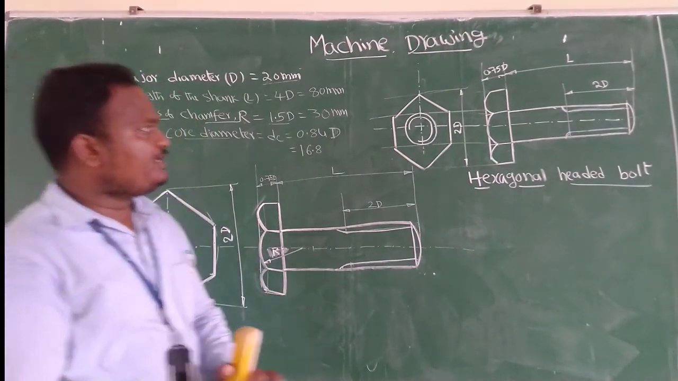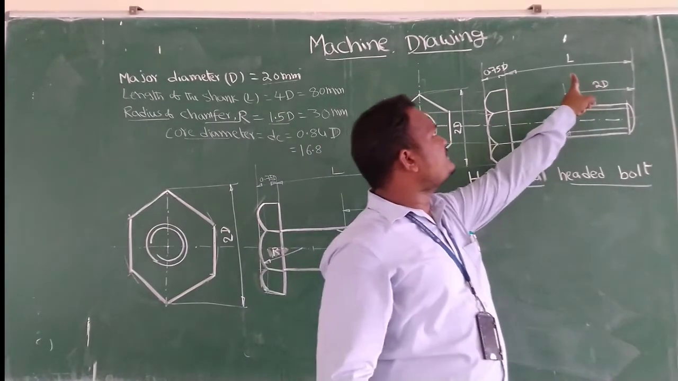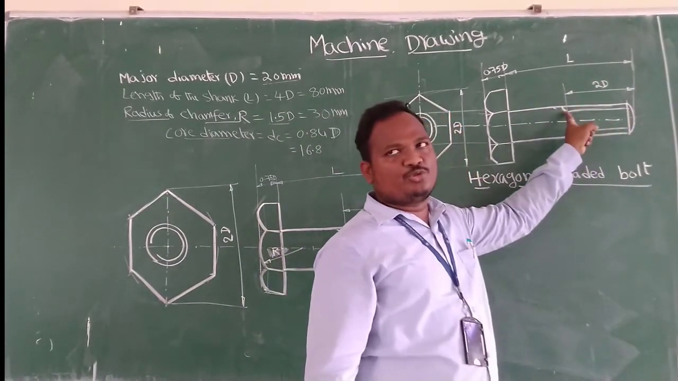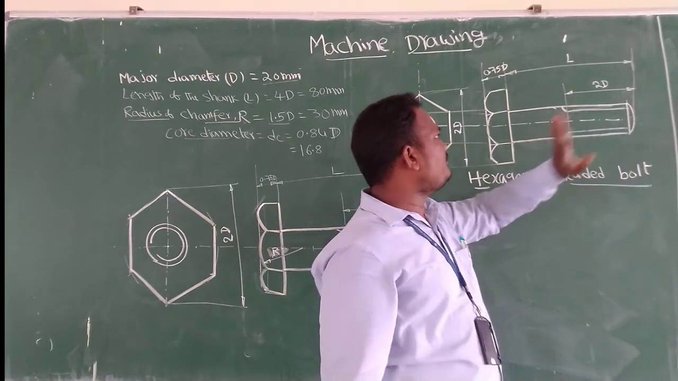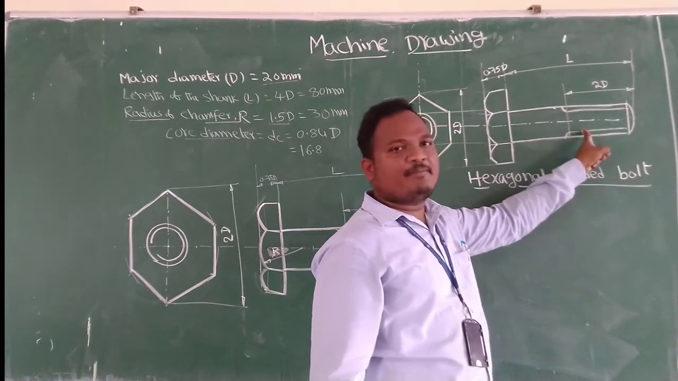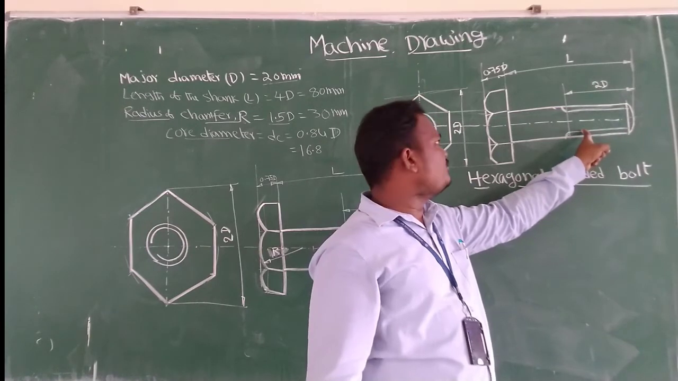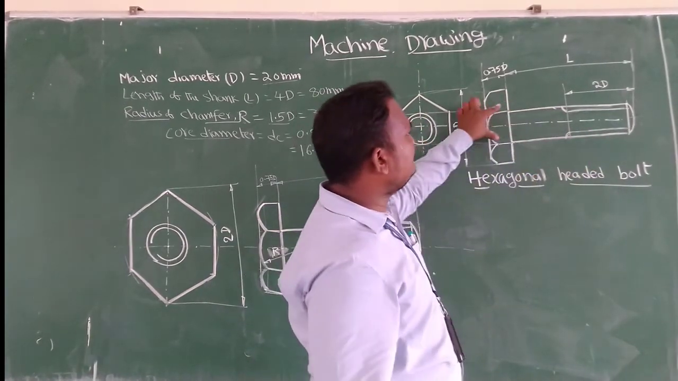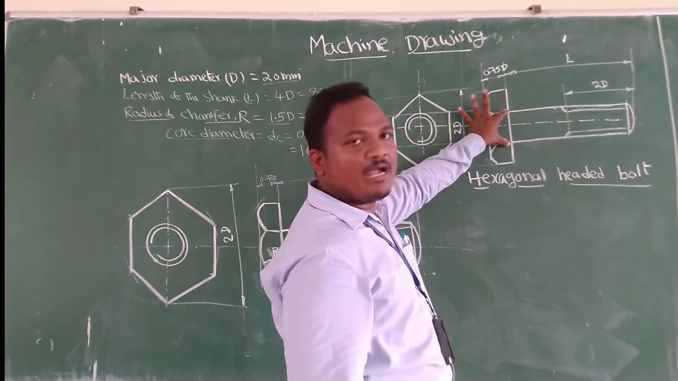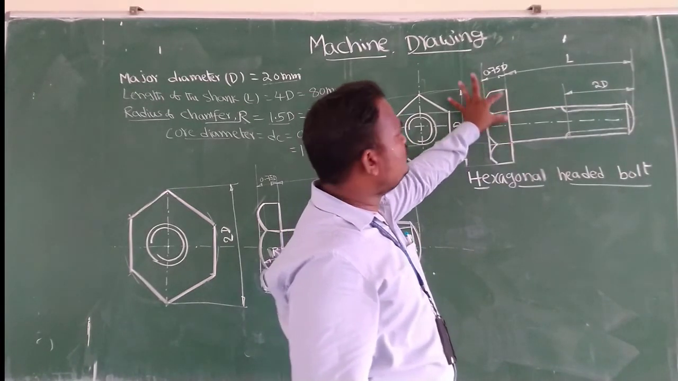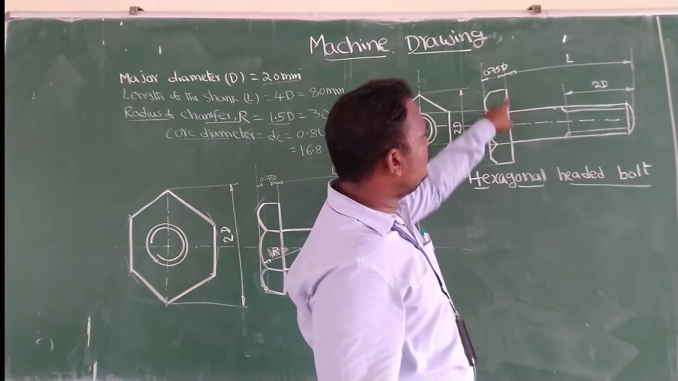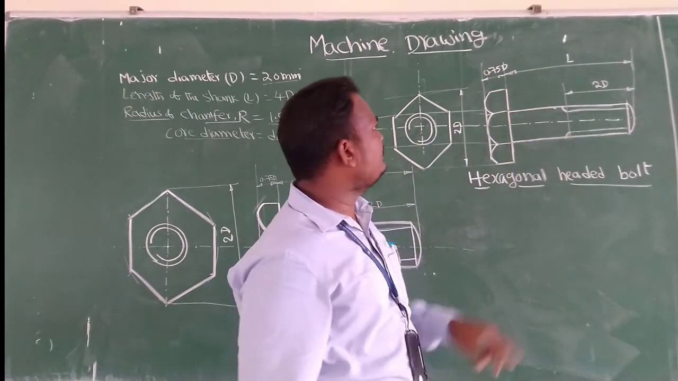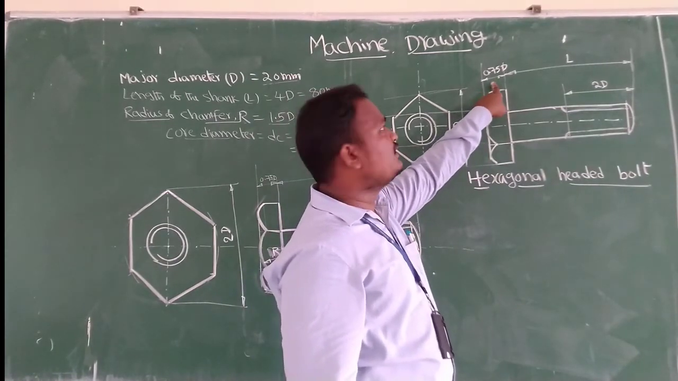Okay, initially the length of the shaft is L, that is 4D. The threaded portion is 2D, 2 into diameter 20 mm. Okay, this is nothing but the core diameter DC, 0.84 into D. So this height is also 2D. This height, initially the bolt nominal diameter D, so here D by 2, D by 2, totally 2D. This head length is nothing but 0.75 into D.